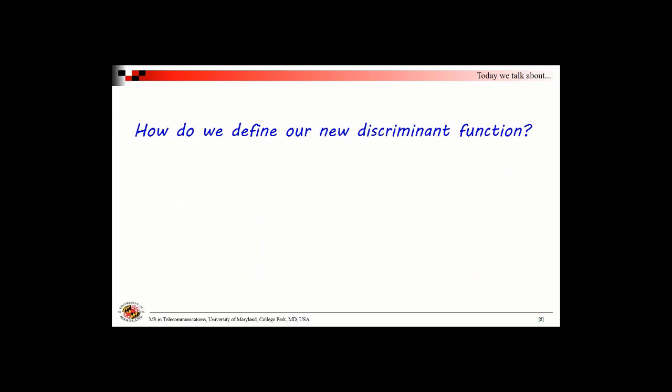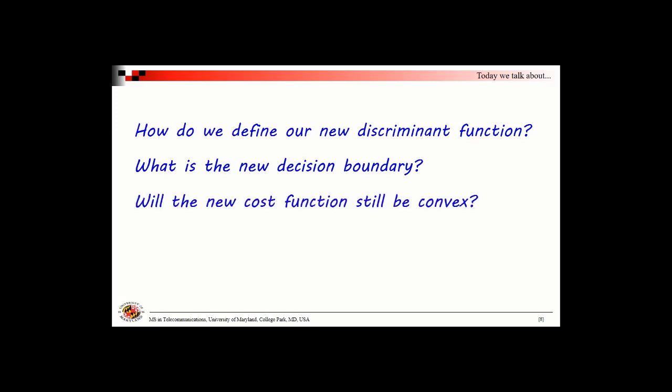So what are the questions we're going to address today? How do we define our new discriminant function now that we're using the sigmoid function? What is the new decision boundary? Does it change now that we're using the sigmoid function? What about the new cost function? Will it still be convex? We're going to prove that it is. And finally, how is the gradient descent going to look with our new system?